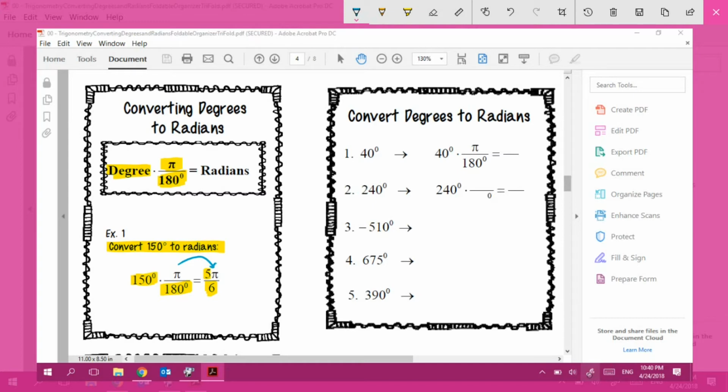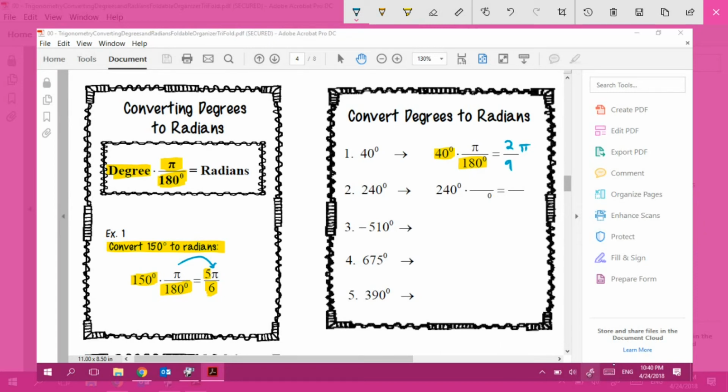So let's do some examples, 1 through 6. I'm going to do 1 and 2 with you. Look, number 1, we're changing 40 degrees into radians. So all we have to do is look in the calculator. 40 divided by 180 gives me 2 over 9. And then all I have to do is plug in the pi. There it is. Bam. 2 pi over 9.